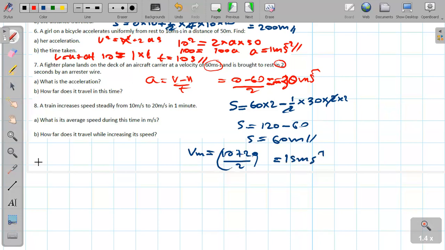If they ask for the displacement traveled, it is the mean velocity multiplied by time. You found it is 15, multiplied by the time, which is 1 into 60, so 900 meters. Understood? Yes, sir. Okay. Little girl? Yes, sir.